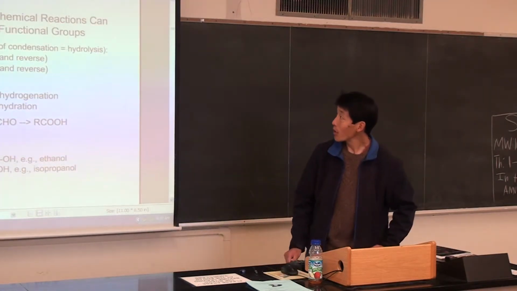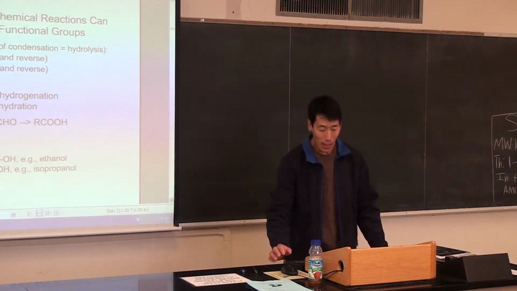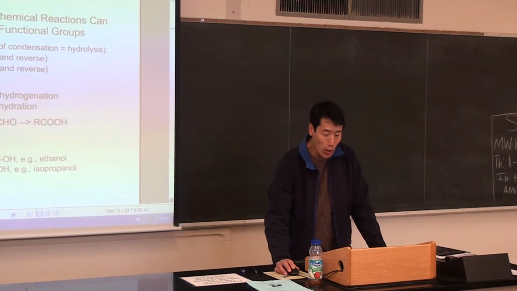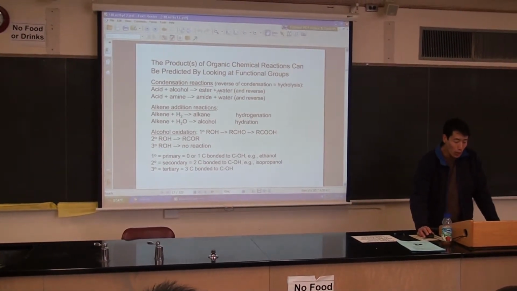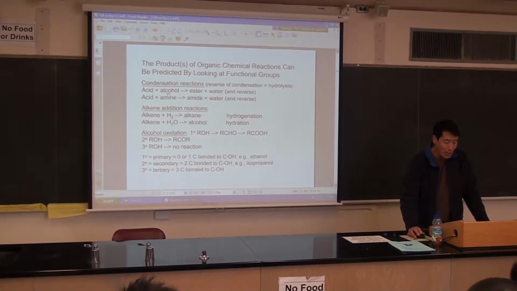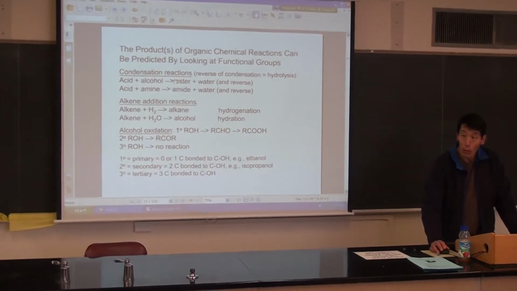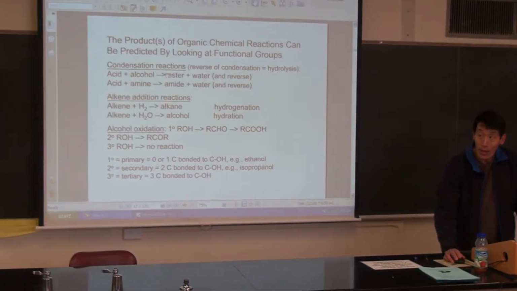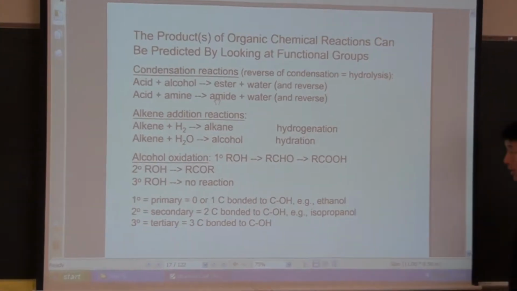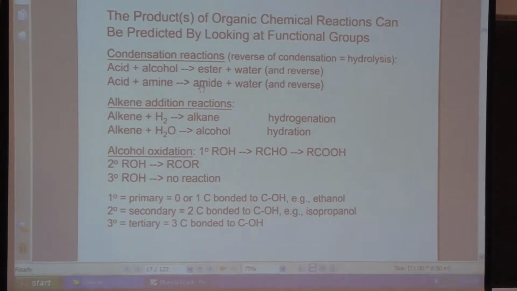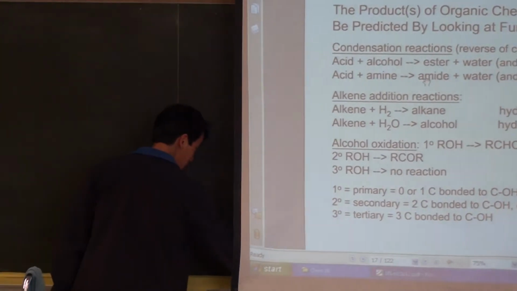Okay, so let's take a look at this slide. So we looked at this reaction already. An acid reacting with an alcohol produces an ester plus water. And we also looked at the reverse of this reaction. When an ester reacts with water, it will produce the acid and the alcohol. So this is an example of a reversible or equilibrium reaction. Now the same thing, the condensation, also occurs when an acid reacts with an amine to produce an amide plus water. Okay, so let's write the functional groups of an amine and an amide.